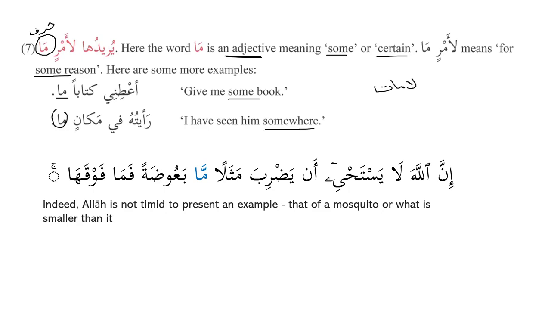And there is one example from the Quran. إن الله لا يستحيي أن يضرب مثلا ما بعوضة فما فوقها. As we can see here, مثلا is a common noun, so this is the noun and ma is the adjective. It is used to tell about something that it is not important. That's why Allah subhanahu wa ta'ala has given the example of the mosquito to tell the kuffar that they have no value. And indeed Allah is not timid to present an example of a mosquito or what is smaller than it, even something less than that.